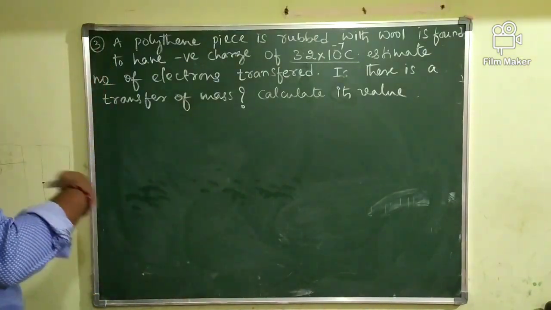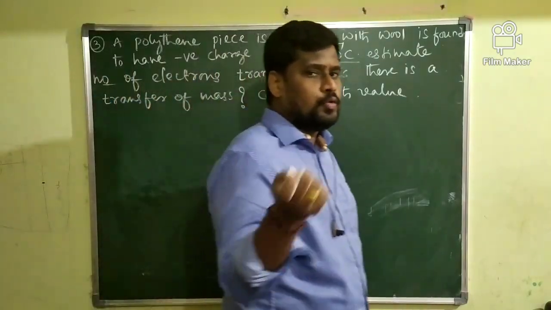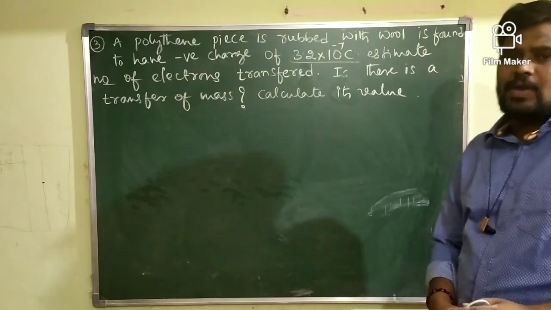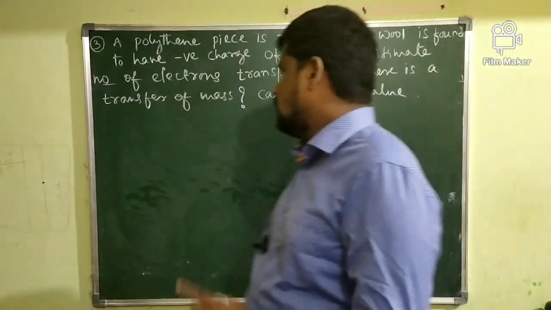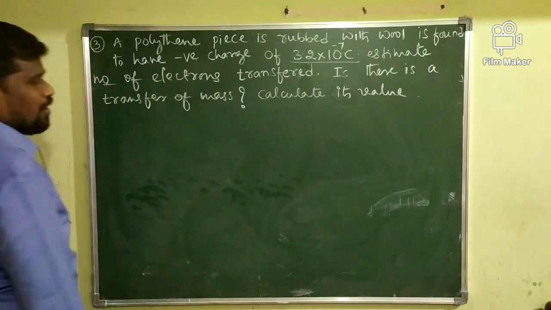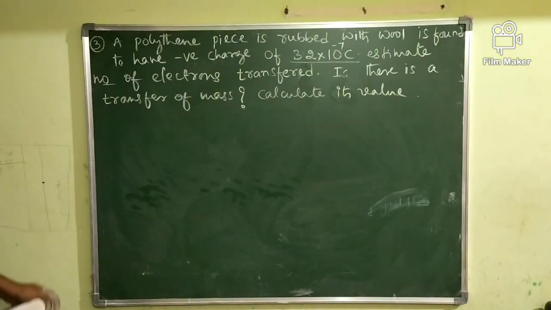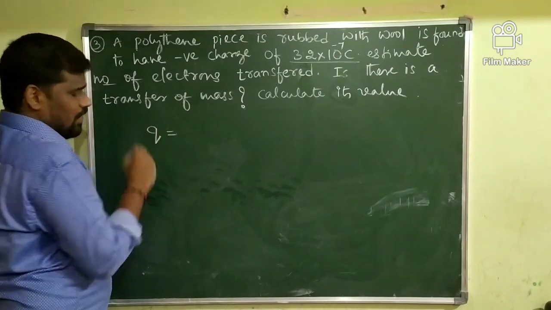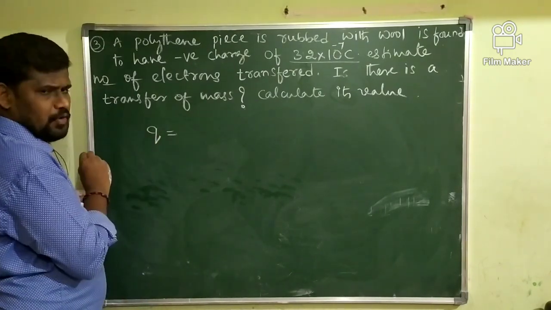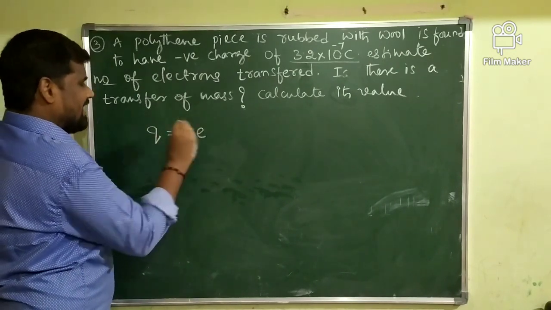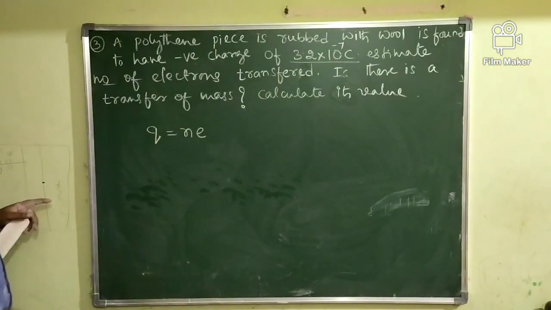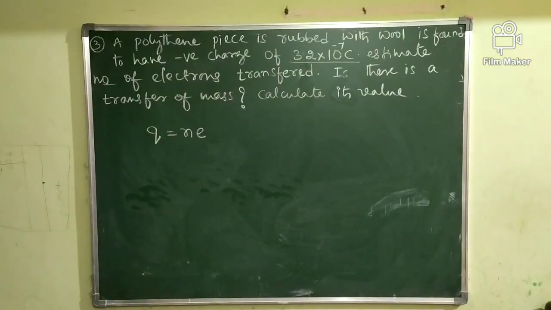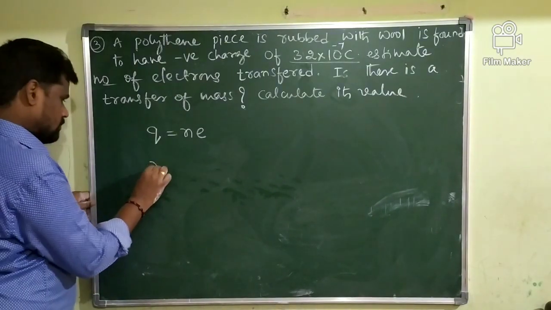When the electrons get transferred from wool to the polythene, they are asking you to determine how many electrons get transferred. You have to calculate the number of electrons transferred. Simple formula I am using here. The formula used to calculate how many electrons are transferred. Very simple formula. Q is equal to what? Ne. What is N? Number of electrons transferred. What is Q? Total charge on the body.